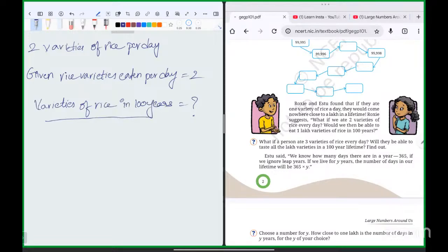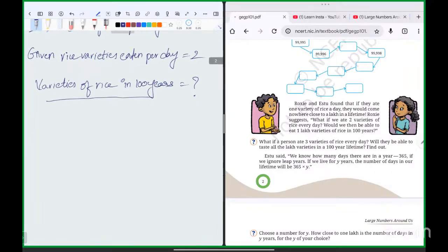So to find out how many varieties of rice can be eaten in 100 years, firstly we must find out how many varieties of rice are eaten in a single year. So how many days are there in a year? 365 days are there in a year. Each day they will be eating two varieties of rice, so we multiply by 2. So 365 into 2 is equal to 730. So this is the number of rice varieties which they will eat in a single year.